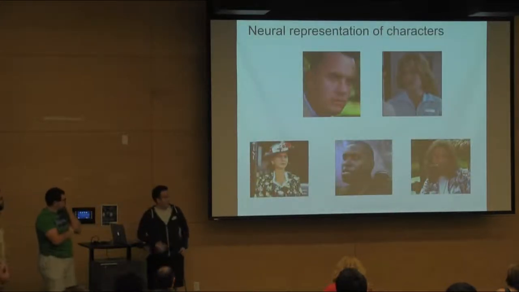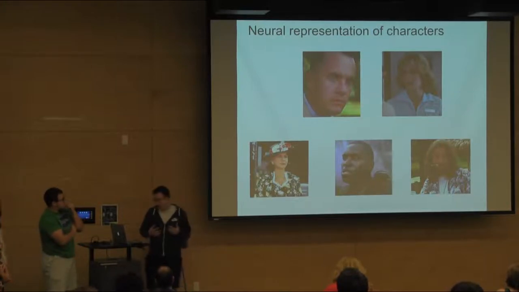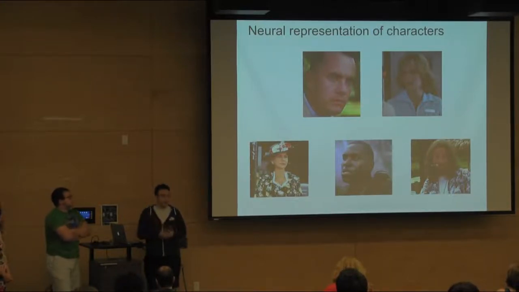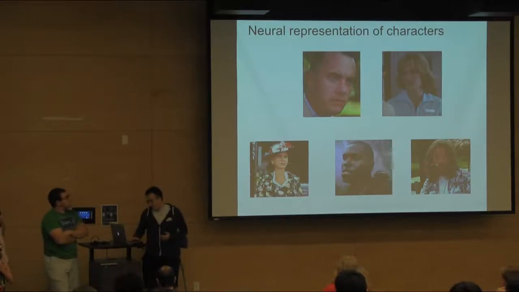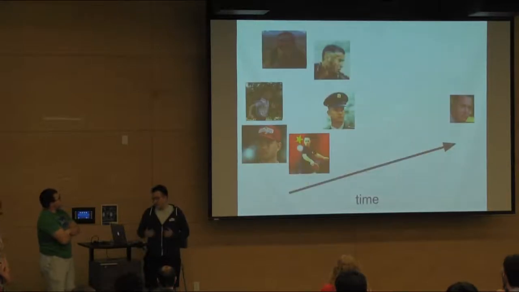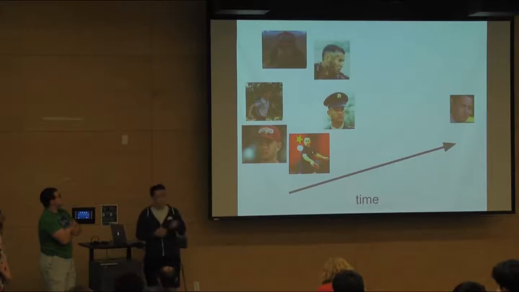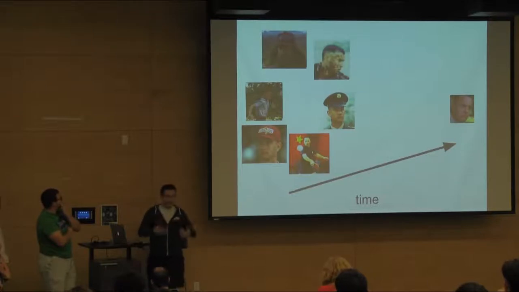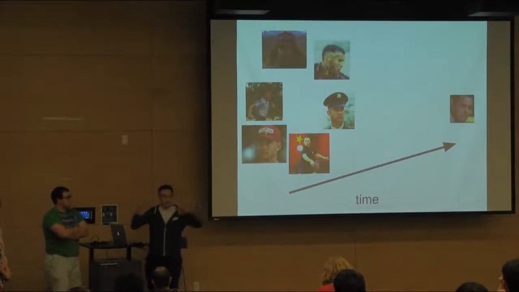Cool, so another topic that we were interested in is the neural representation of characters and how these representations are formed and how these representations change over time across people. So one hypothesis is that the more you learn about someone, for instance, Forrest here, there's Army Forrest, there's Ping Pong Forrest, there's Bubba Forrest, there's Kid Forrest, there's Runner Forrest, there's a lot of Forrests. But then as you learn more and more about Forrest, your representation could form just one Forrest.